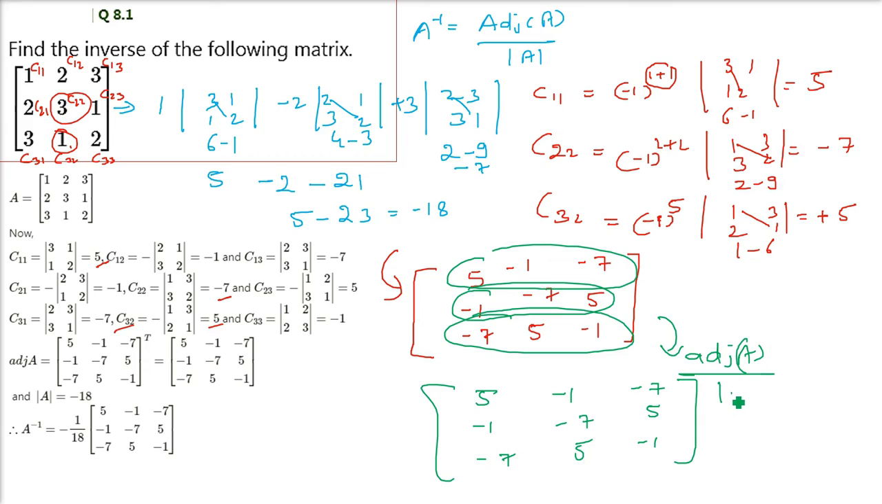Now remember, we already found out the determinant. So the inverse is adjoint A divided by the value, which is going to be minus 18. So if there is a multiple of 18 inside, you can always take 18 inside, but it is not required.